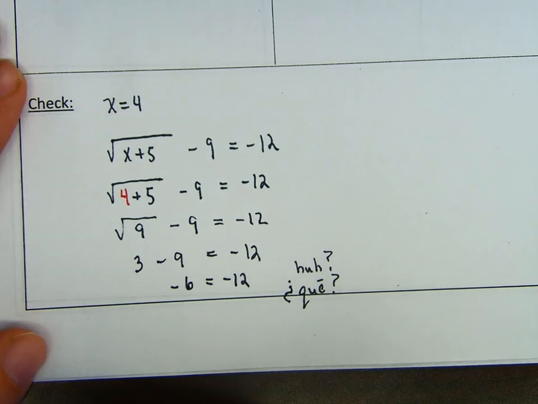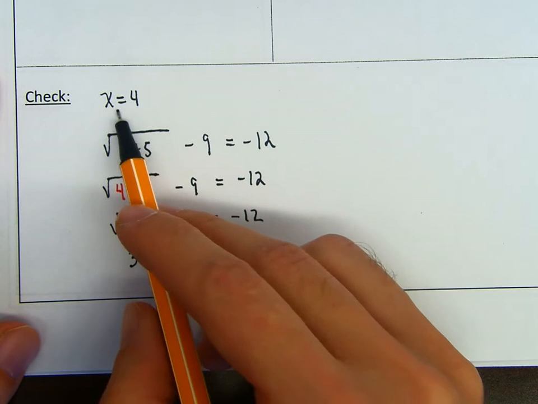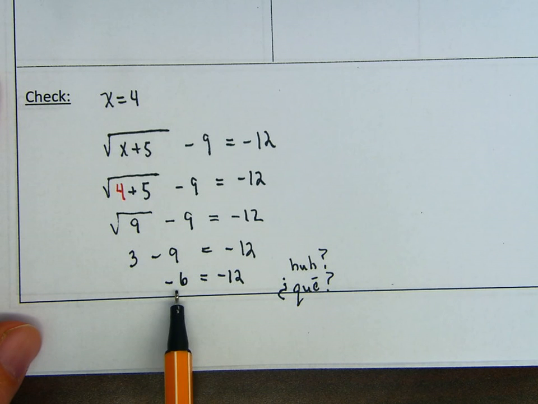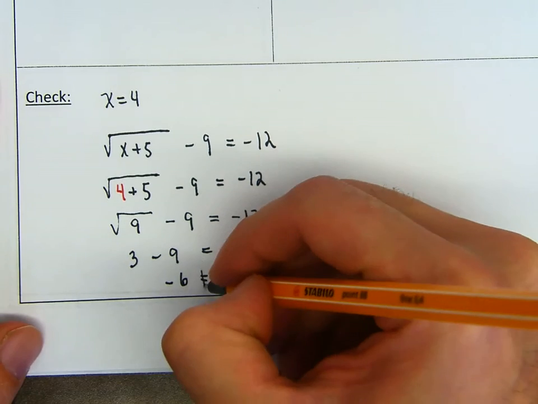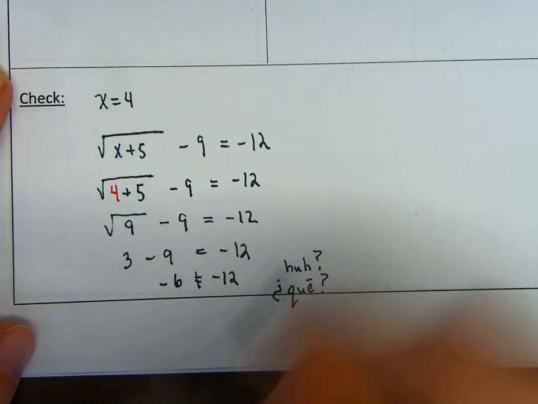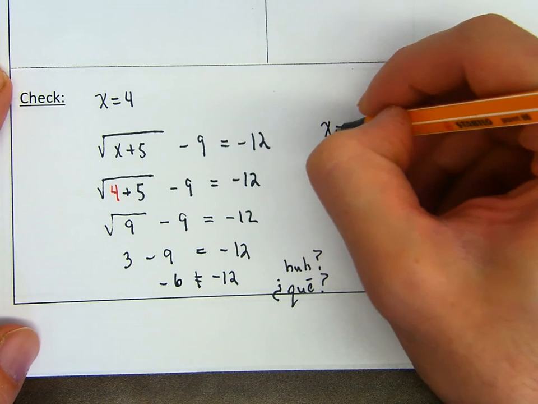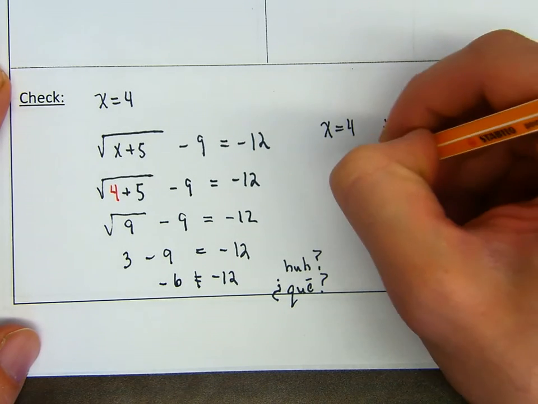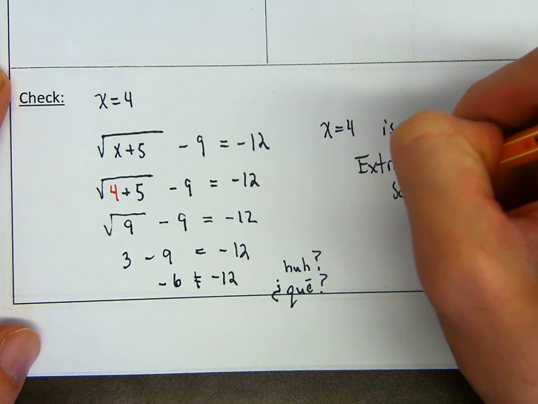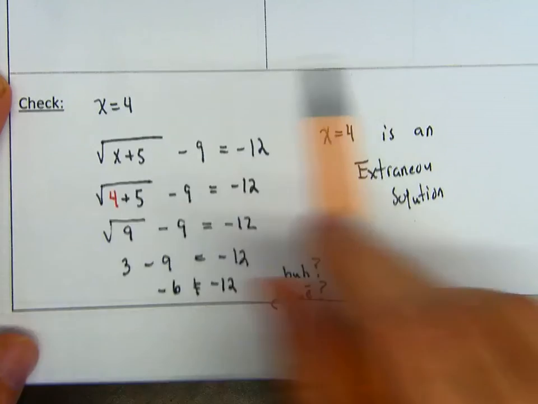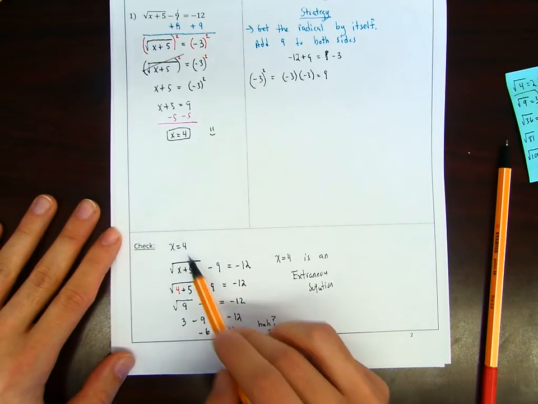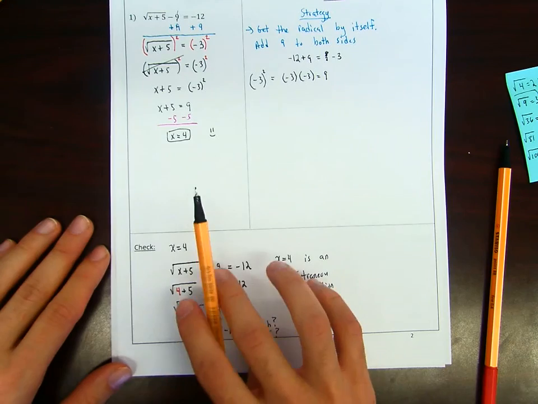Oh no. What happened here? Notice that when we plugged in 4 into the original equation, one side does not equal the other side. So what was that fancy word we learned in the previous lesson with rational equations? We're going to say x equals 4 is an extraneous solution. Plugging in 4, what we got over here, did not match once we put it into the original equation.